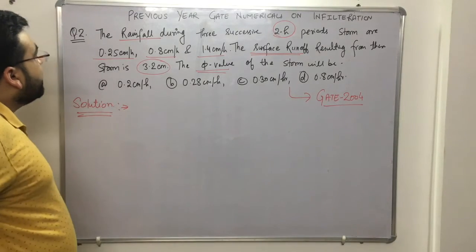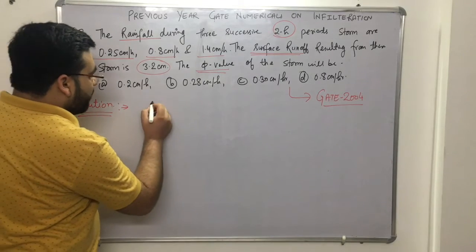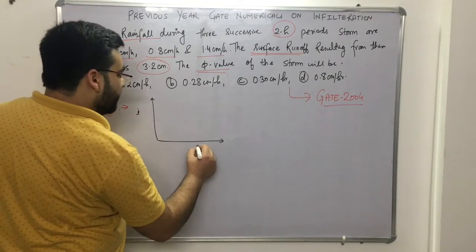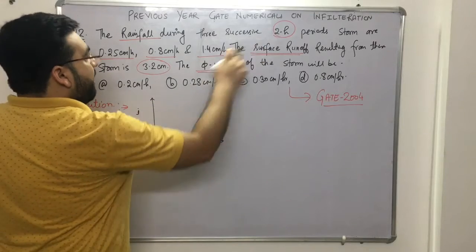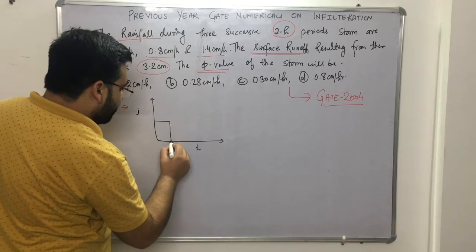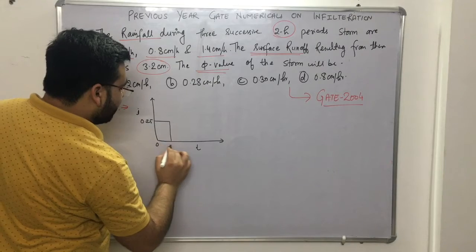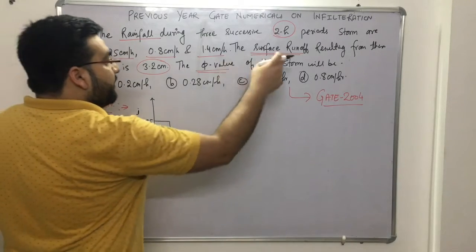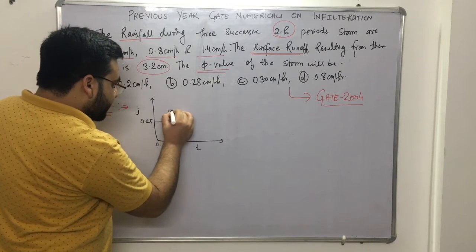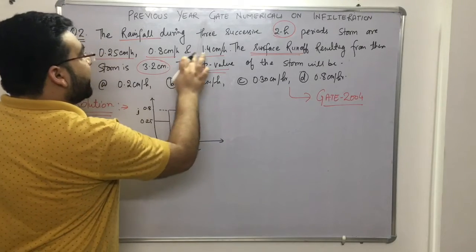Very straightforward numerical. Now, first of all, to make you understand how to solve this numerical, let me draw the hyetograph, right? So this is the rainfall intensity, and this is your time t. For the first 2 hours it is 0.25 centimeter per hour. This is 0 hour, this is 2 hours, right? Then for the next 2 hours it is 0.8 centimeter, so 0.8 would be somewhere here.